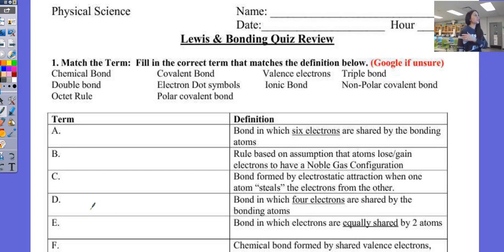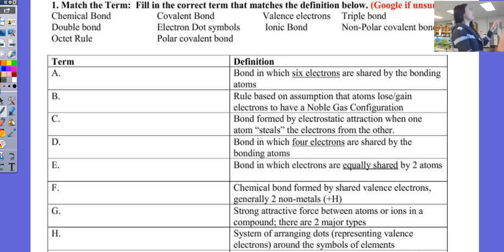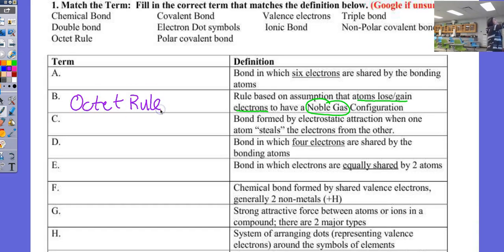This first part is matching. You can Google any of the answers, but for example, let's do letter B. It says the rule based on the assumption that atoms lose or gain electrons to have a noble gas configuration. Well, what do we call that rule? So if you start scanning through and then all of a sudden you realize, oh, wait a second, I see it. That's called the octet rule. Then you're just going to write octet rule in here, and then you can either put a check mark or maybe like a little slash through it to say that you've already answered that. Let's do a couple more of these.